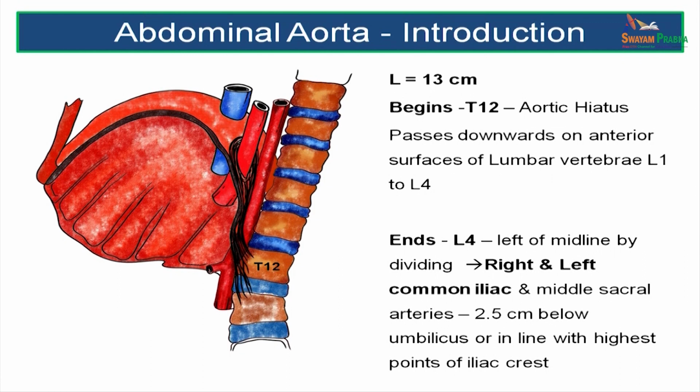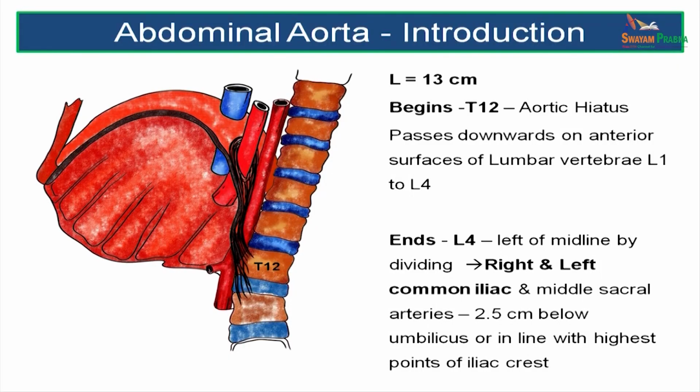Let's talk about the introduction to the abdominal aorta. This is the main blood vessel which is supplying blood to the abdomen and the inferior extremities. Its length is about 13 centimeters. It begins at the level of T12.